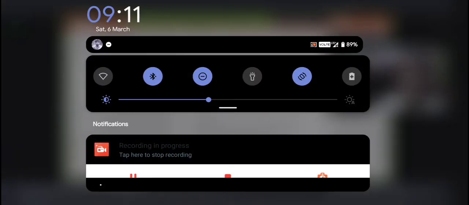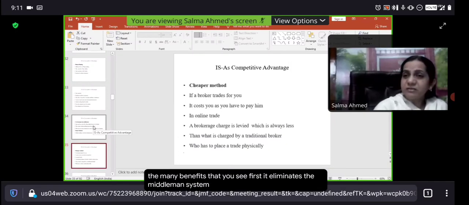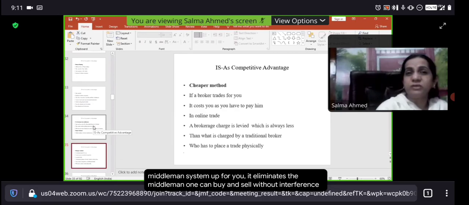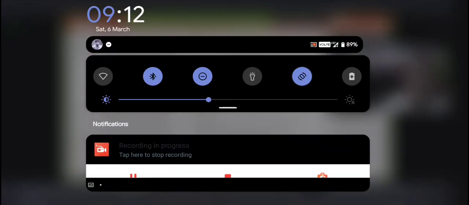First, it eliminates the middlemen to work for you. One can buy and sell without interference of a broker. One may not want to spend so much money on appointing a broker to do the work for you.